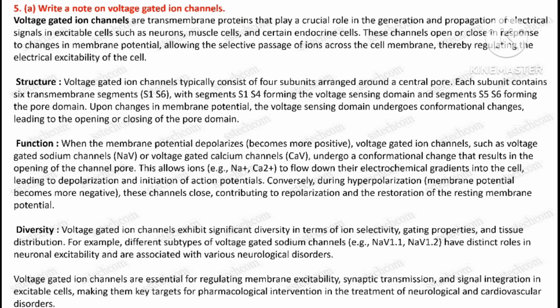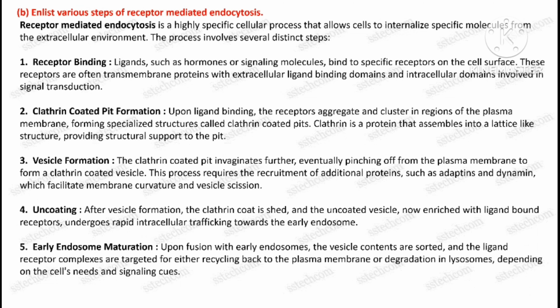Question number 5, first part, write a note on voltage gated ion channels. Second part of this question is enlist various steps of receptor mediated endocytosis.